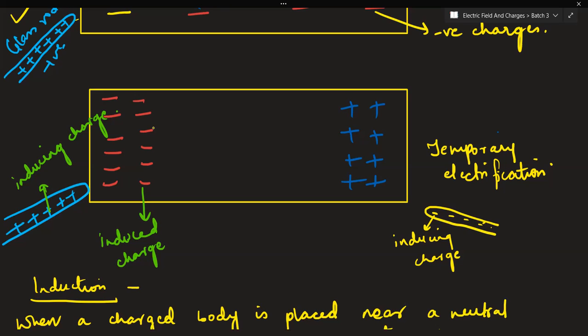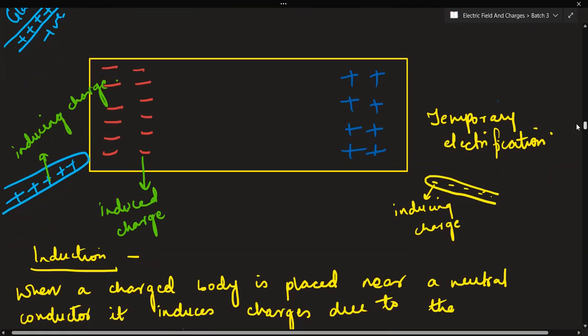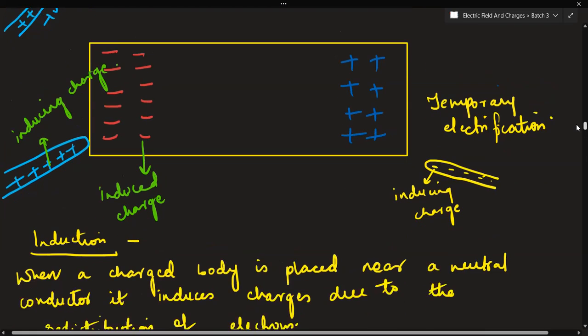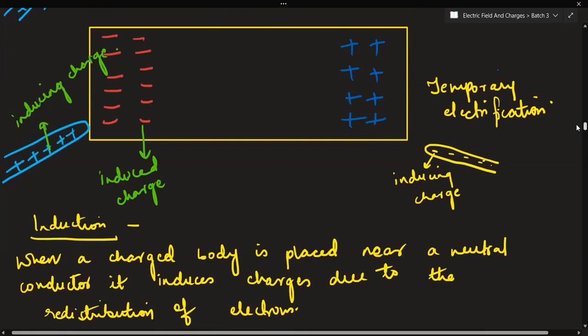So this process, when a charged body is placed near a neutral conductor, it induces charges due to redistribution of electrons. This is known as charging by induction. So these are the three methods of charging. Any doubts till now?